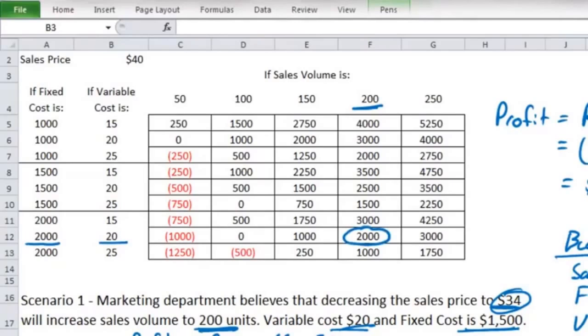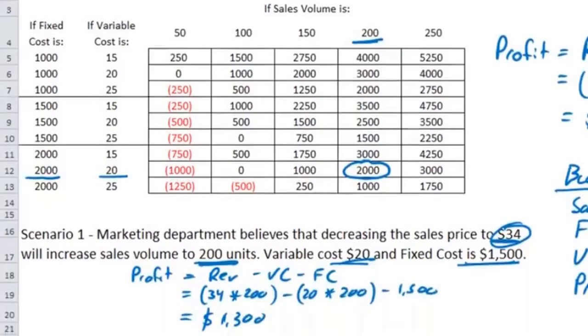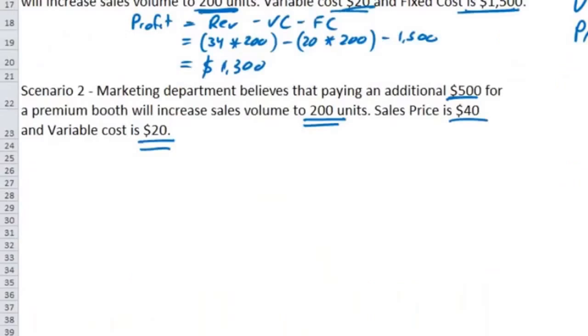So this is a good idea. This looks like it's going to work out well because originally I had a budgeted profit of 1500, but if I pay for this booth, it really will drive the volume up to 200 and I'm going to make 2000 in profit. So it's probably a good idea to pay for the premium booth. So you can see how you can use the matrix like this to make decisions.